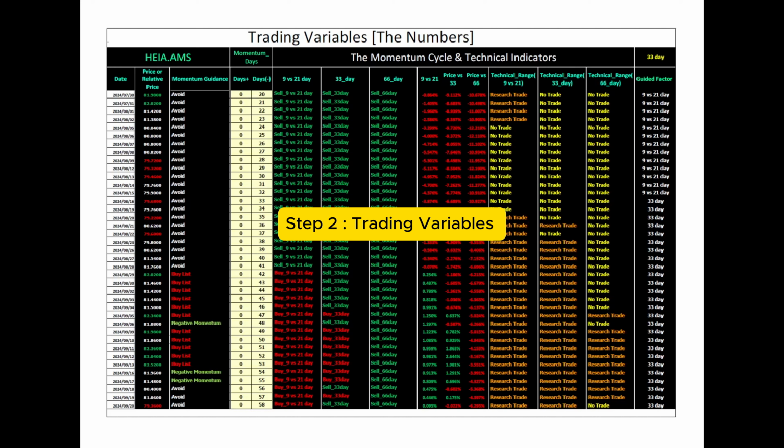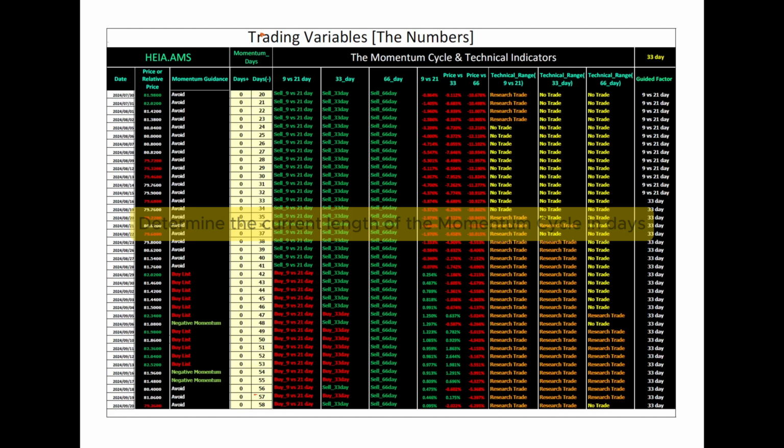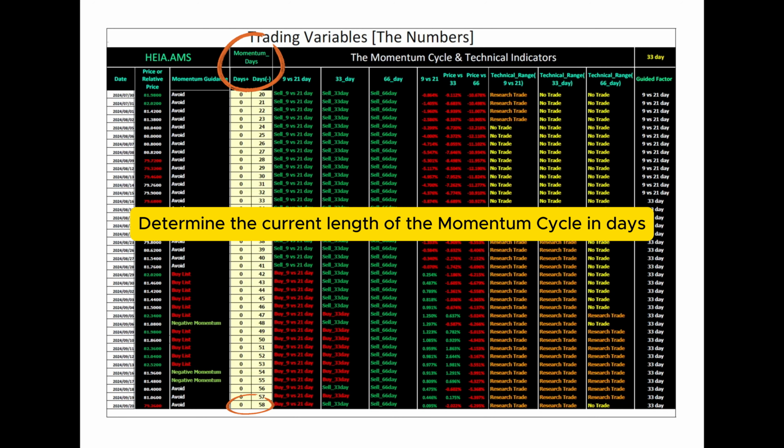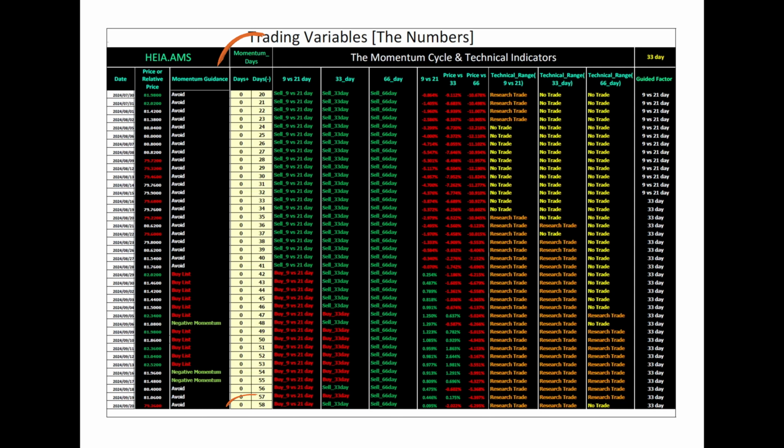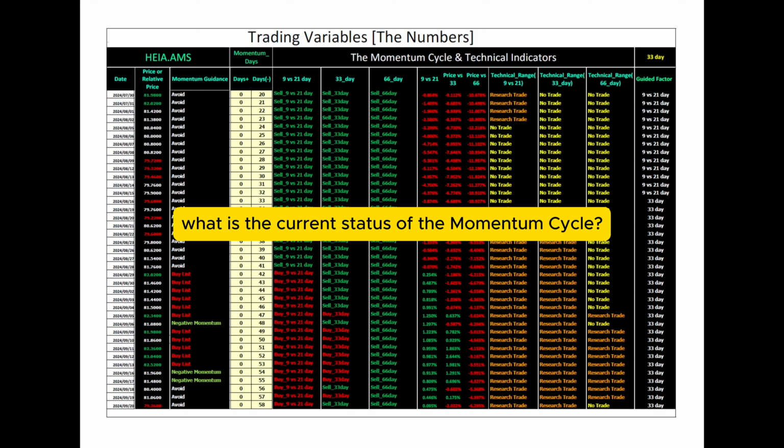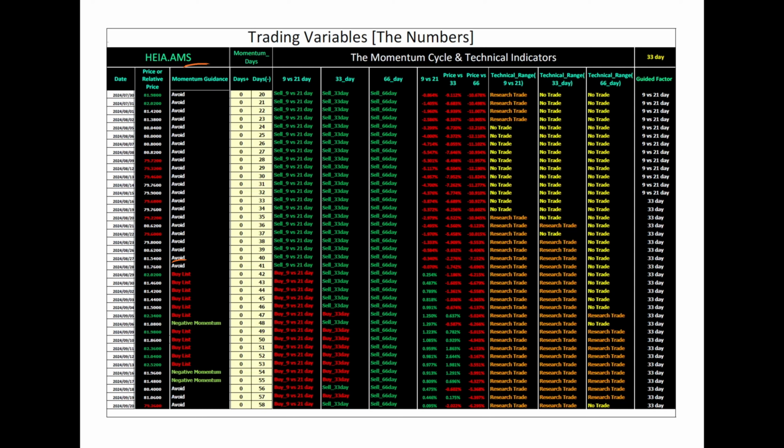Step 2. Trading variables. Determine the current length of the momentum cycle in days. In this case, the momentum cycle has been negative for 58 days. What is the current status of the momentum cycle? The momentum cycle has shifted from the avoid list to the buy list. The key question now is whether the instrument will move upward with a positive momentum cycle, or if this is just a short-term price correction.